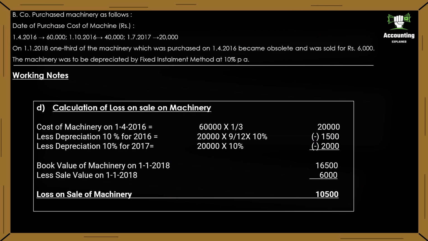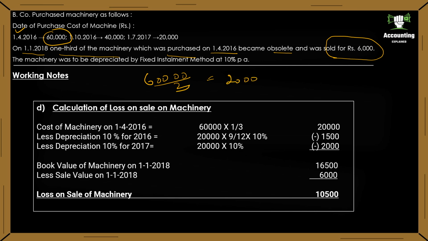The next working note is to find out whether we have earned profit or incurred loss on the sale of machinery. See here, on 1/1/2018, one third of the machinery which was purchased on 1/4/2016 became obsolete and was sold for 6,000 rupees. So one third of the machinery, 60,000 is the value of the machinery which was bought on 1/4/2016. So of that, one third is being sold. Divided by 3 is 20,000. Cost of machinery on 1/4/2016 is 20,000.